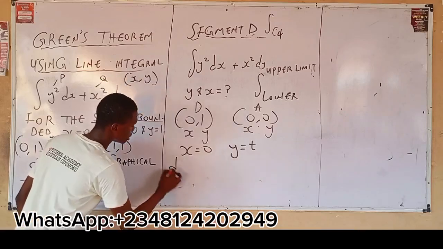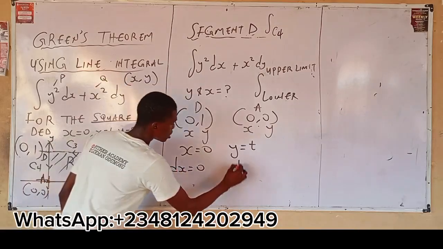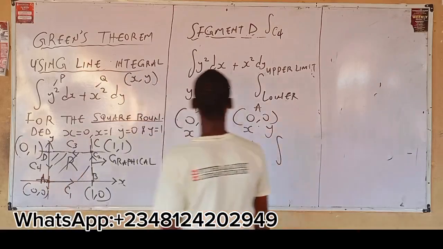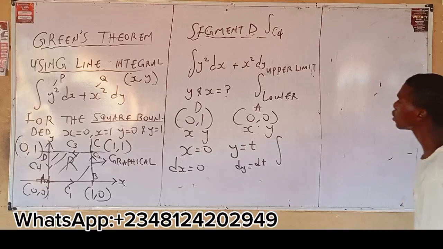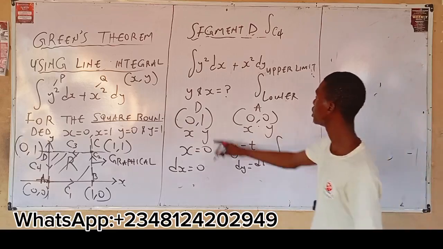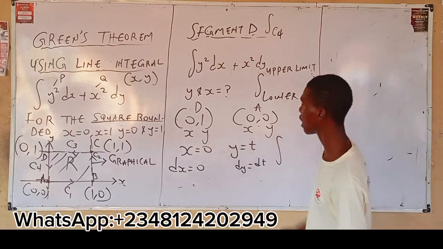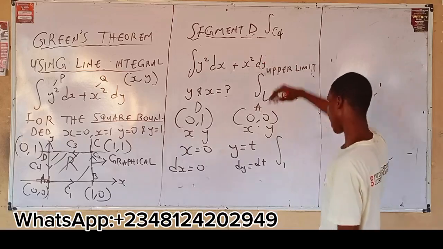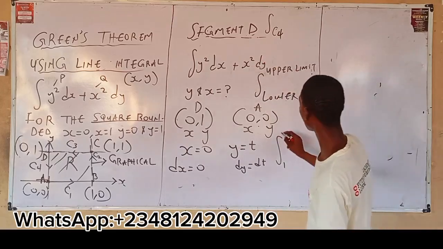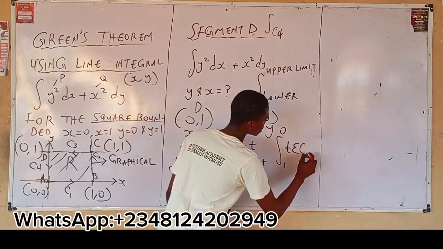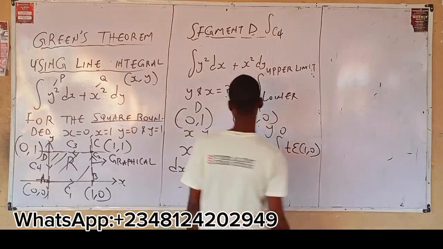Now differentiate: x is equal to 0 and y is equal to what? The t. Let's get our limit. Our limit depends on the one that is changing, meaning the non-fixed coordinate. In this case, y is the non-fixed coordinate. I am starting from 1, meaning my lower limit is 1. I am ending at 0, meaning my upper limit is 0. Writing this, we have t is an element of [1, 0].